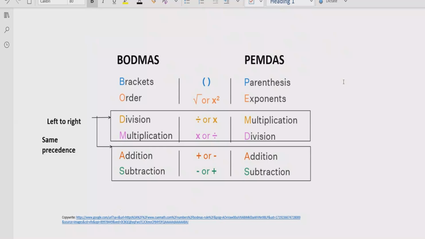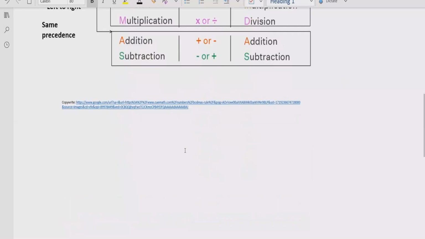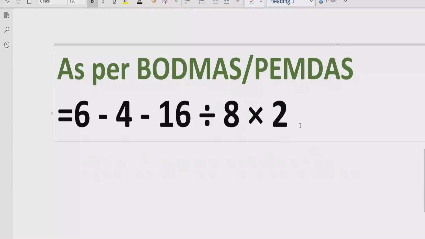Step number 3, you have to solve the division and multiplication or multiplication and division. What you have to do, you have to go left to right in your expression and find out division and multiplication. Similarly, for addition and subtraction, we have the same. We can solve addition first if it is coming first, and we can solve subtraction first if it is coming first. Now move forward to solve the given expression.